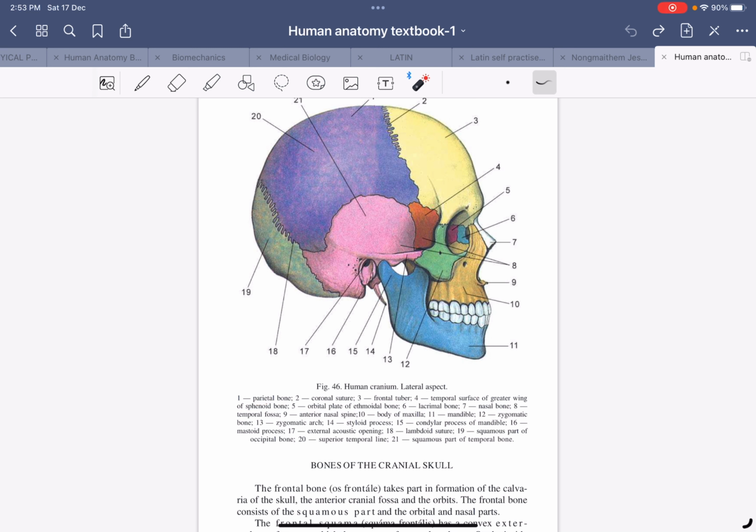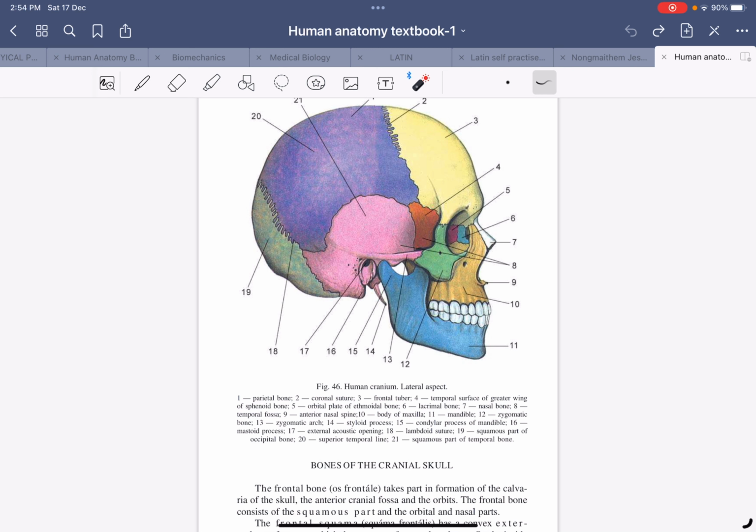So the only important part to be known is that this is the mandible part, sorry, and this is the maxillary part, and another important part is this one. As we know, it is the styloid process, and this one is also important, which is the zygomatic arch. This is a zygomatic arch.